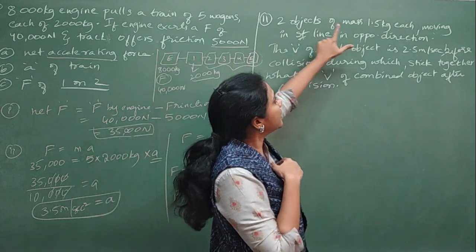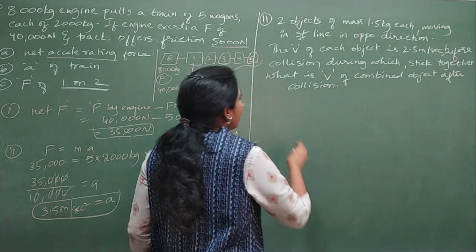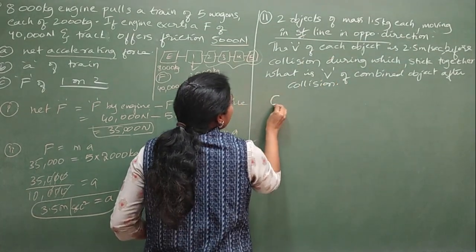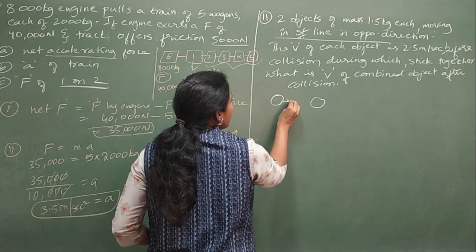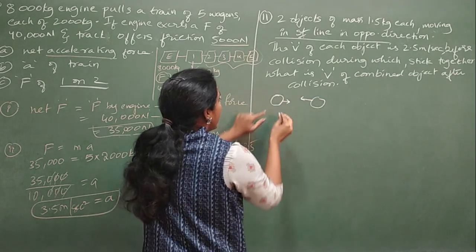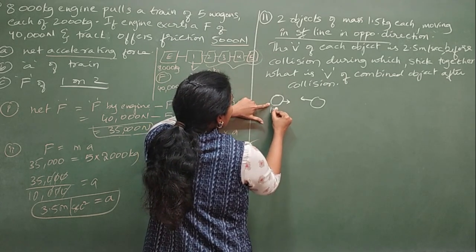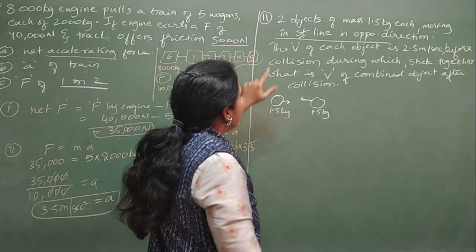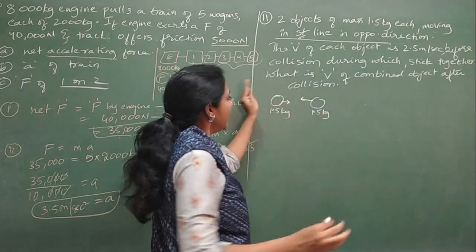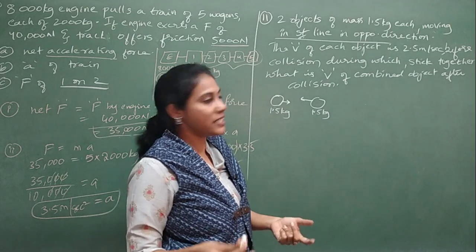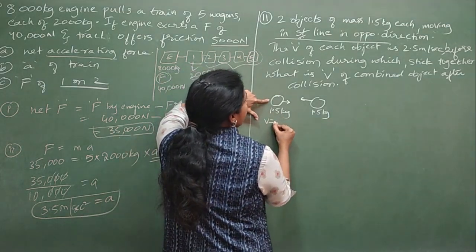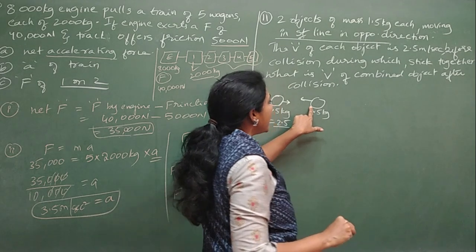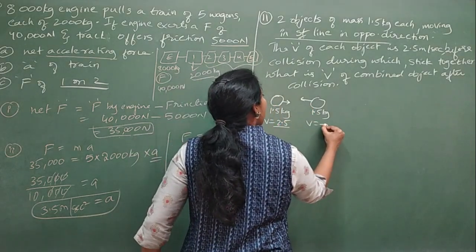Okay. So 2 objects of mass 1.5 kg each. So, you know, they are moving in a straight line but in opposite direction. Okay, fine. So this is one object, this is another object. If this object is moving in this direction, this object will move in opposite direction. Each of the objects has a mass 1.5 kg. So even the mass of this fellow is 1.5 kg. The velocity of each object, they are moving with some velocity, isn't it? So what is the velocity of this object? It is 2.5 meter per second, and the velocity of this object is also 2.5, but here it is minus 2.5.